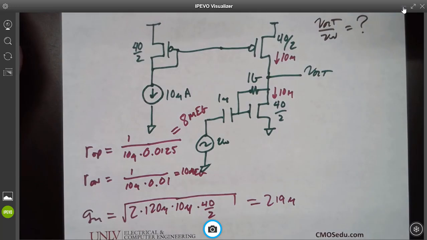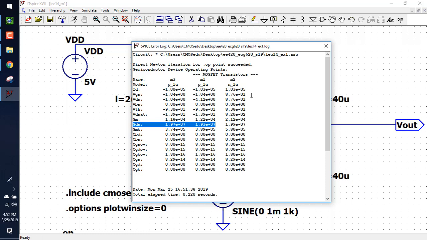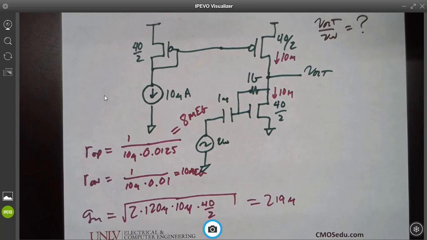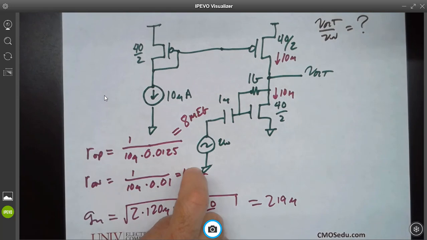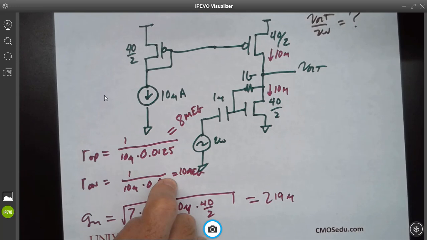Everybody see that? And this one, which is M2, oh, it's about 5 meg as well. So we're going to have a little bit lower gains than what we calculated using our hand calculations. Any questions about that? Everybody sees we calculated 8 and 10. And so when you put those in parallel, we get 4 meg, I don't know what it is, something like 3.5 something. When we have 5 and 5, what is it going to be? 2.5. And so we're going to have a lower gain just because of that.